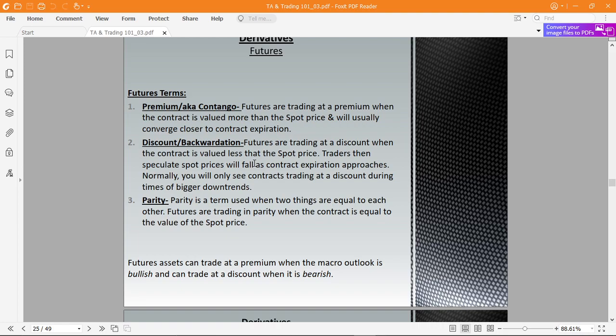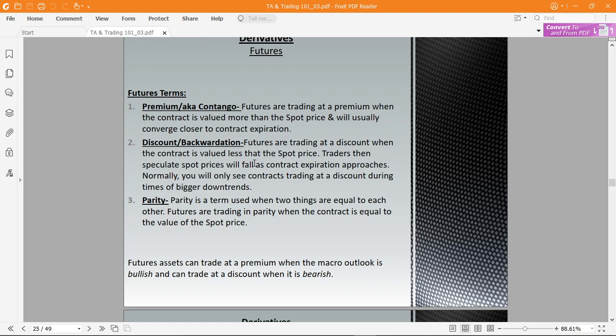When they are trading at a discount, the contract is valued less than the spot price. Traders can then speculate that spot prices will fall in the future as contract expiration approaches. And normally, you will only see contracts trading at a discount during times of bigger downtrends.